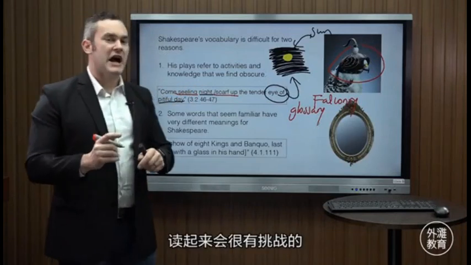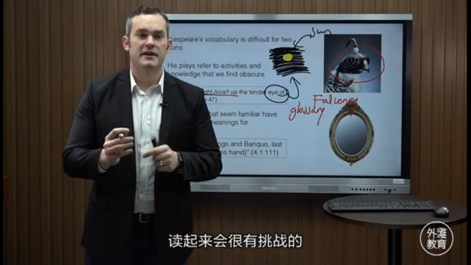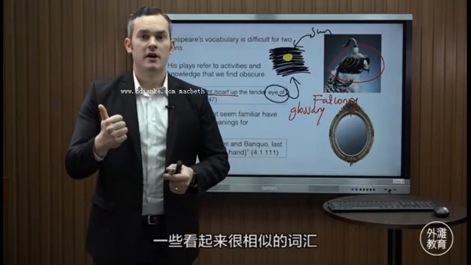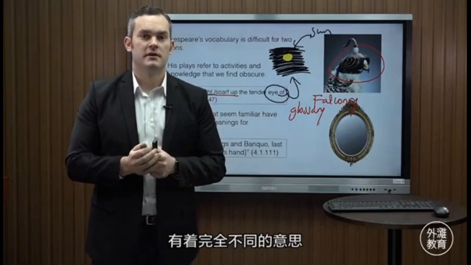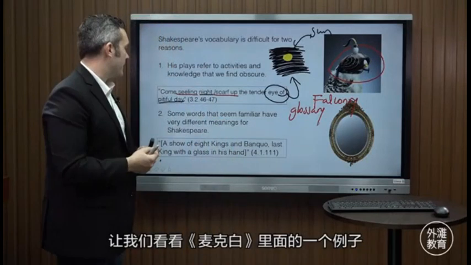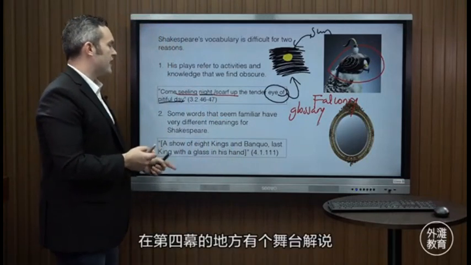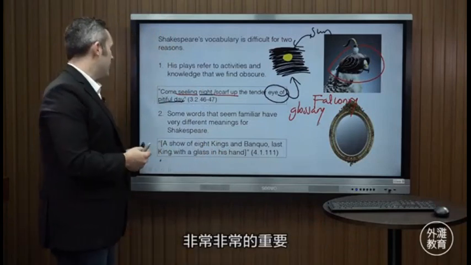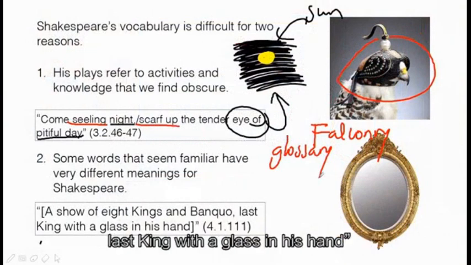A second reason why Shakespeare's English vocabulary can be a little bit challenging is because some words seem familiar but have totally different meanings. Okay, so let's look at an example from Macbeth. There's a stage direction in Act 4. We're going to look at this later in the course. It's very, very important. "A show of eight kings, and Banquo, last king with a glass in his hand."